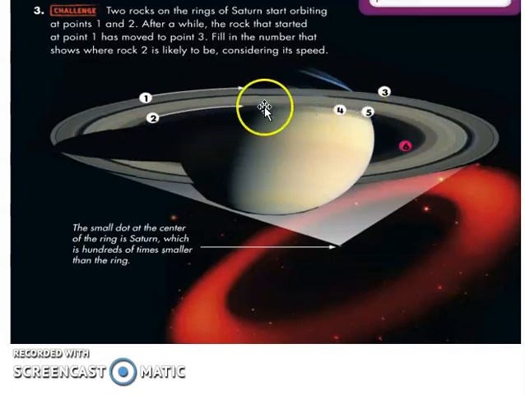So if you're trying to imagine, can I ride? Can I step on these rings? No, this is ice and dust. This is not solid. This is dust and ice.